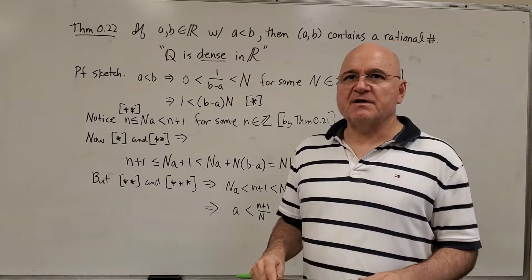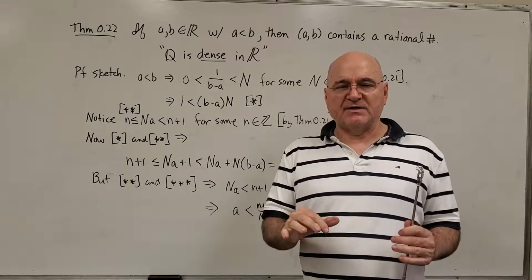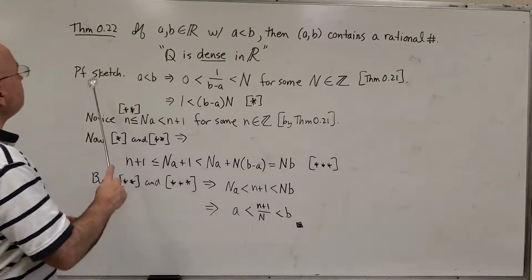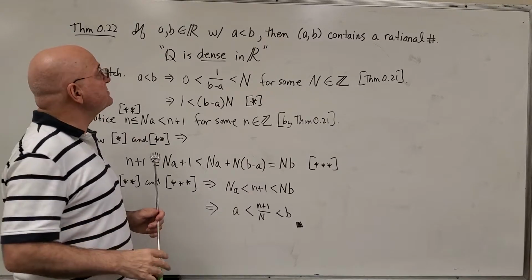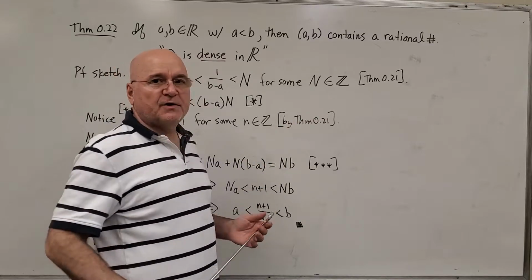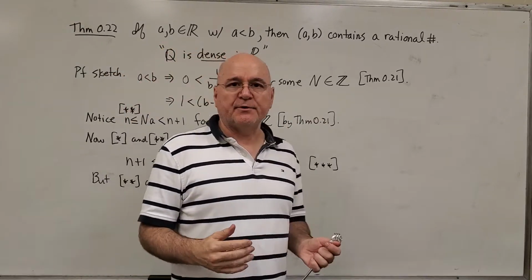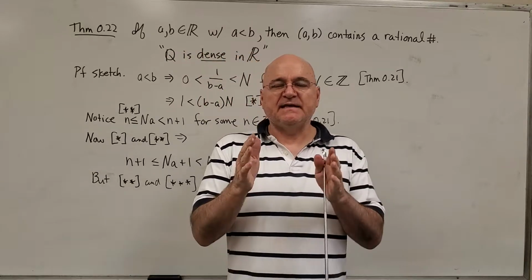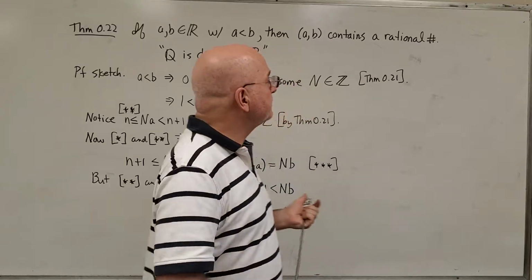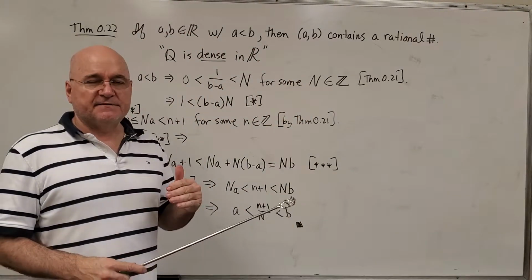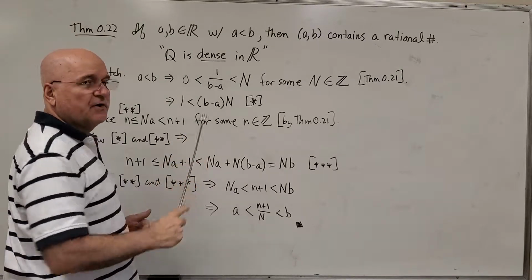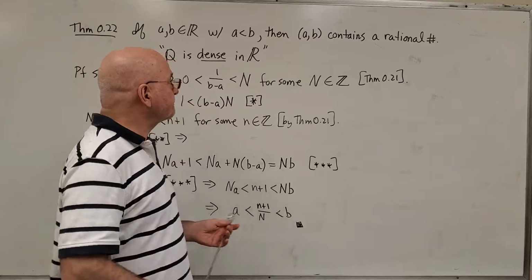Our next theorem talks about the denseness of the rational numbers in the real numbers. If a and b are two real numbers with a less than b, then the open interval (a, b) contains a rational number. Another way of saying that is, given any two different real numbers, there's a rational number between them. And that is what defines this word. Because that's true, the rational numbers are dense in the real numbers.